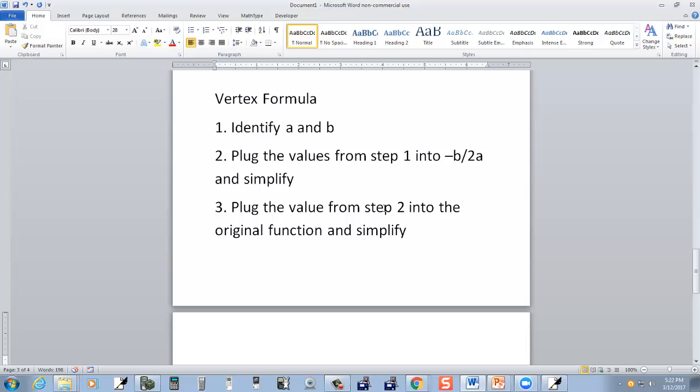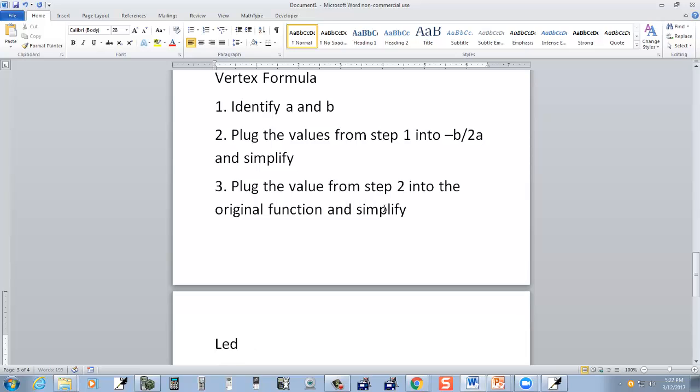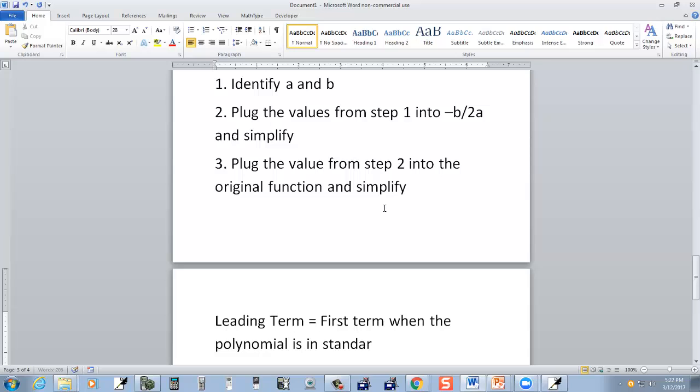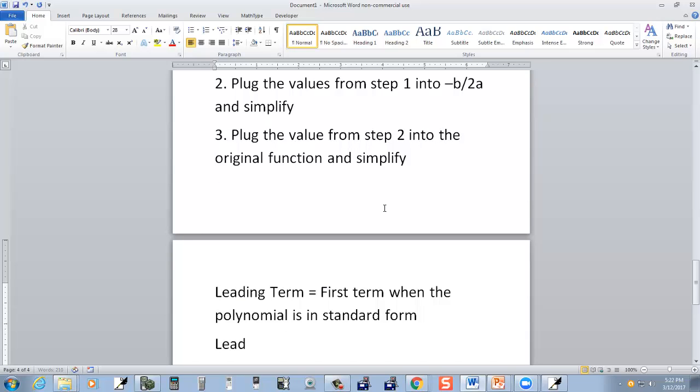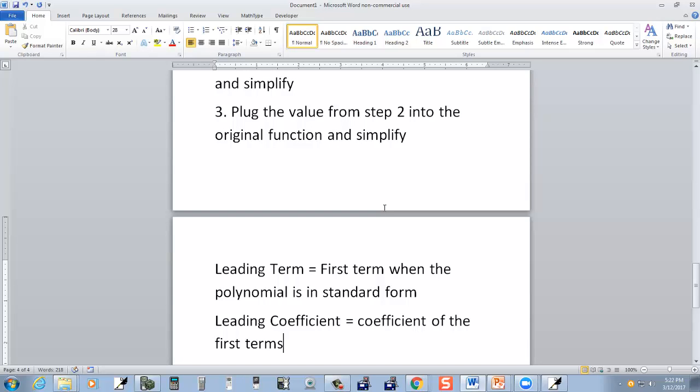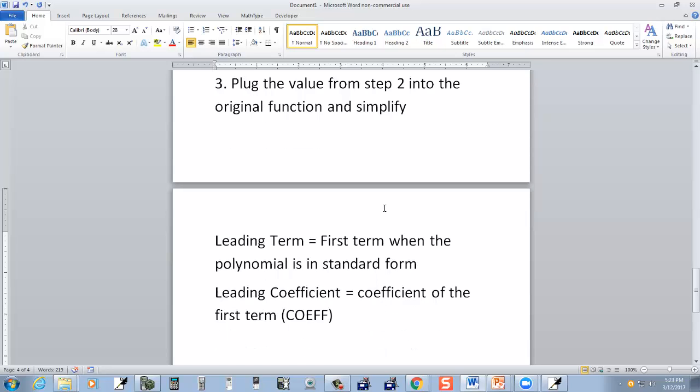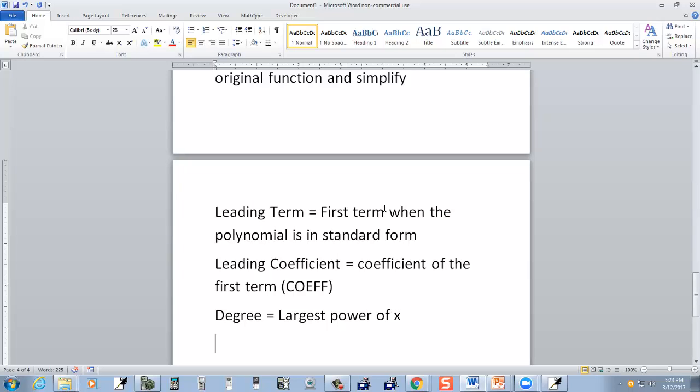And so we have a leading term, which is your first term when the polynomial is in standard form. Now it's got its own coefficient, the leading coefficient. This is the coefficient of the first term. And I'm going to label this as coefficient. It's a lot of coefficients, but I'm talking about the leading coefficient when I say that. We also have a degree, which remember is the largest power of x. It's a little bit more than that, but for purposes of what we're looking at, that'll tell us.